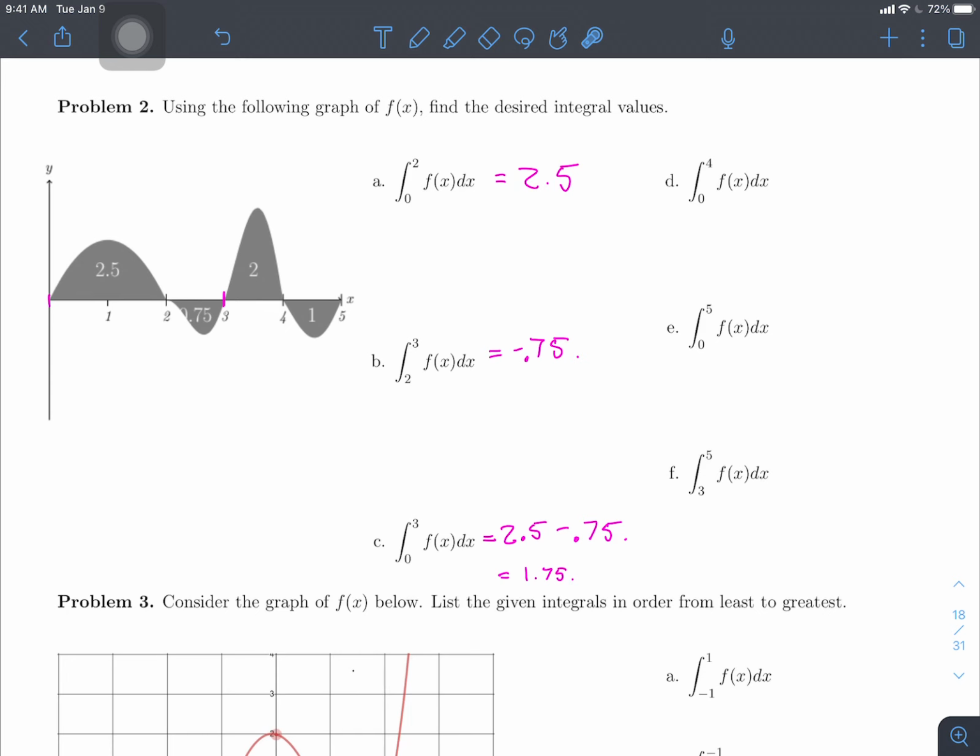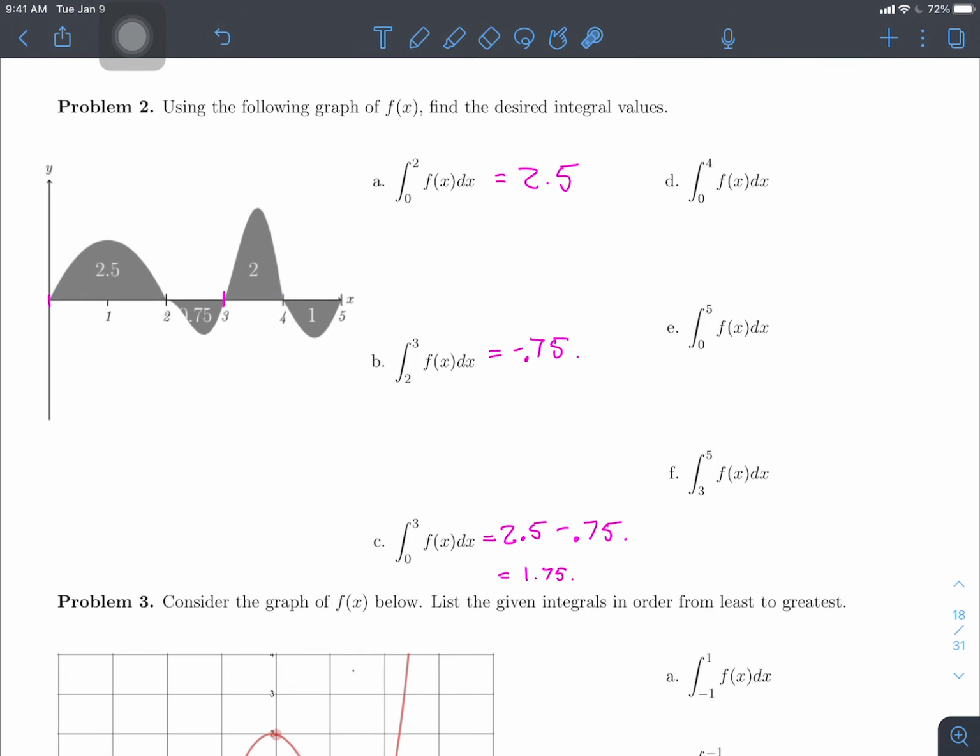Okay. Let's do another one. Integral from 0 to 4. Okay, this one's really confusing because guess what? We start at 0 and we accumulate some positive area and then we get some negative area, but then we keep going and we have more positive area. How am I going to deal with that?